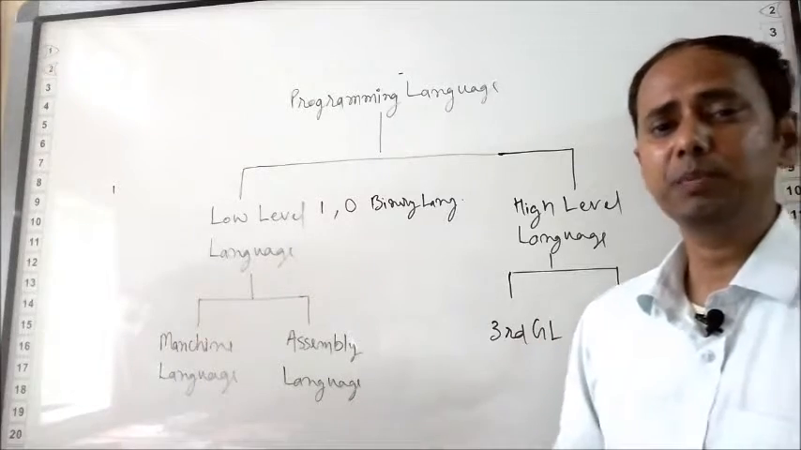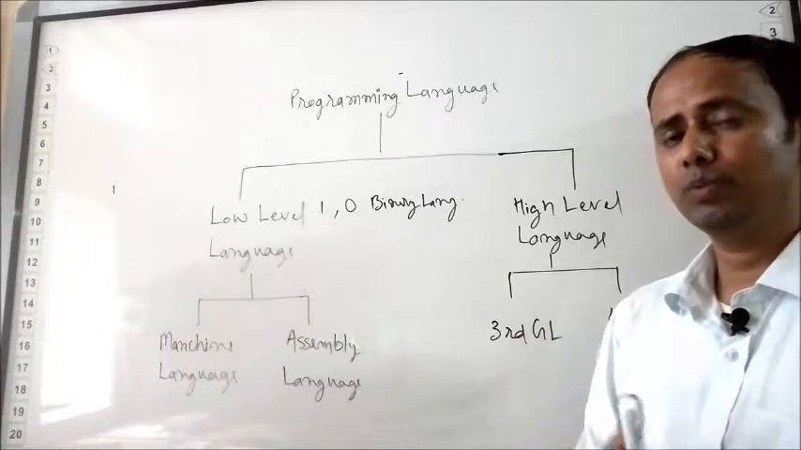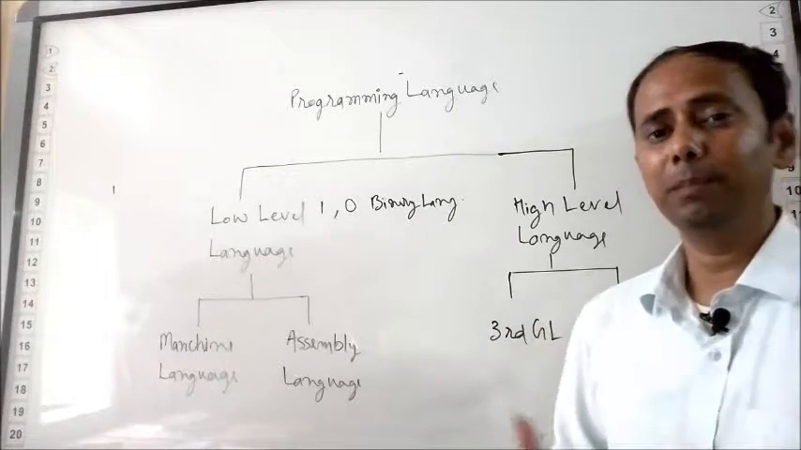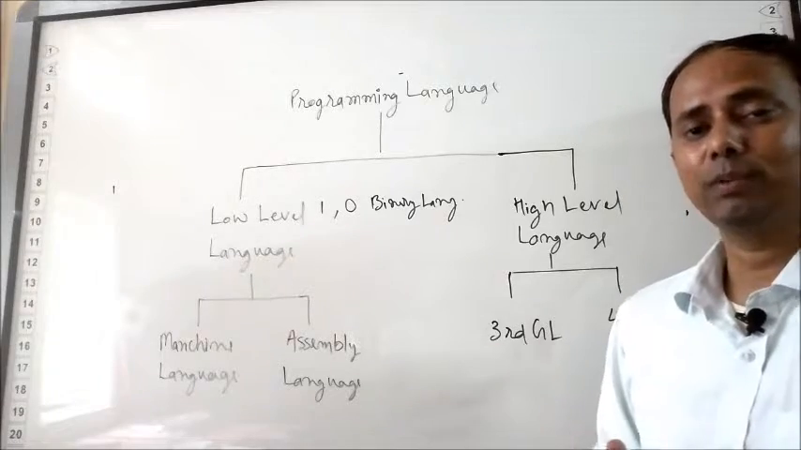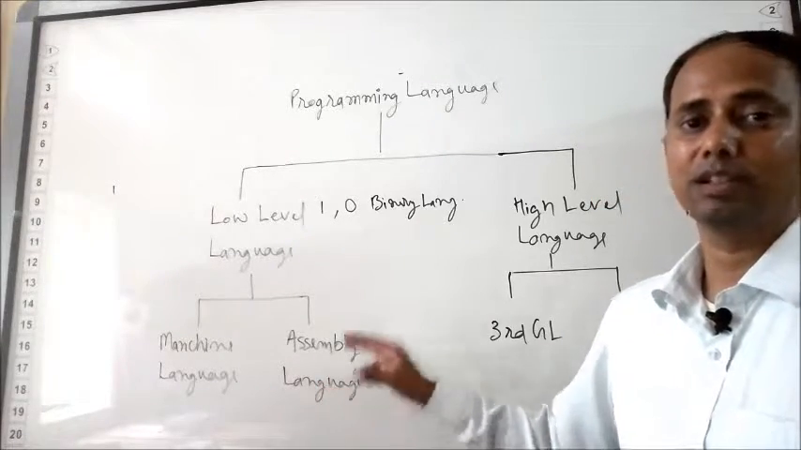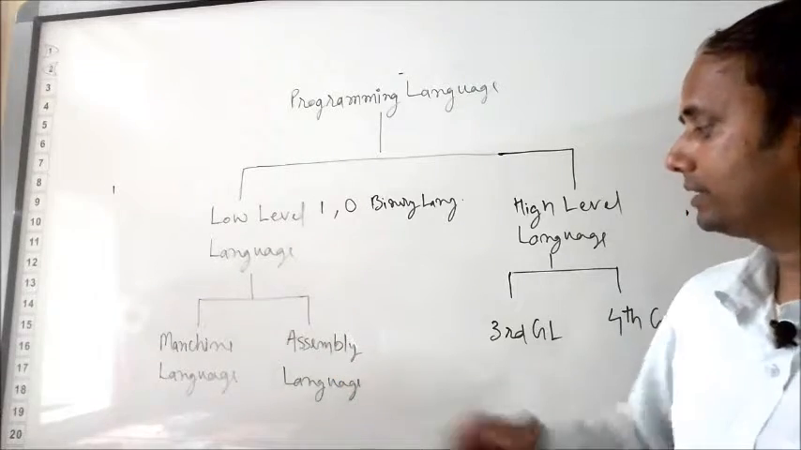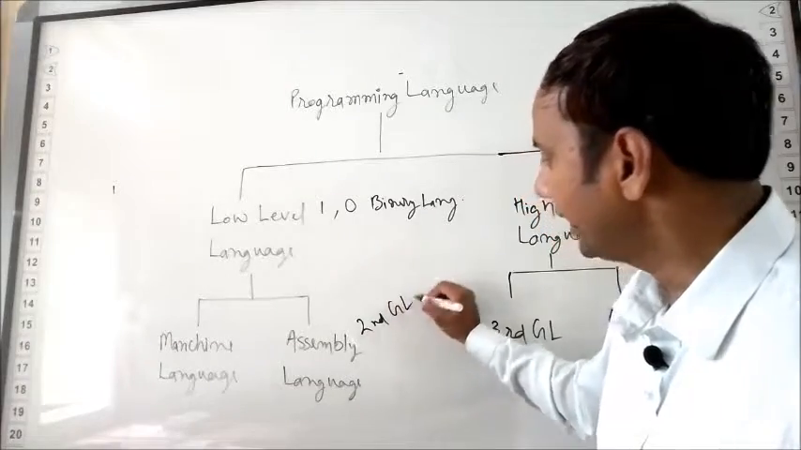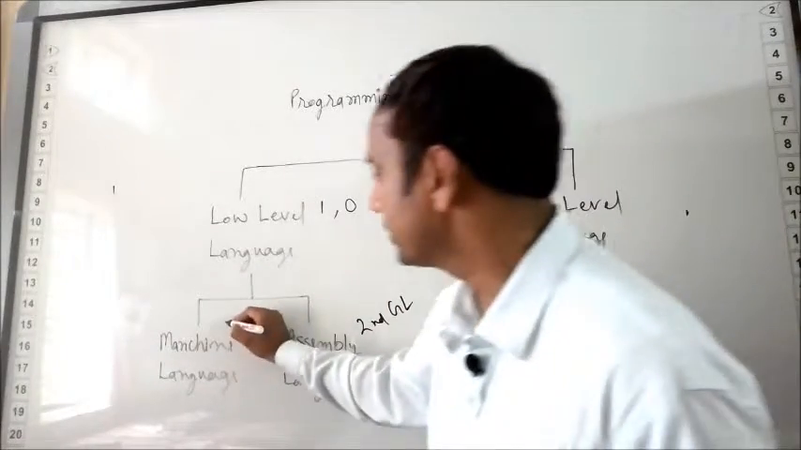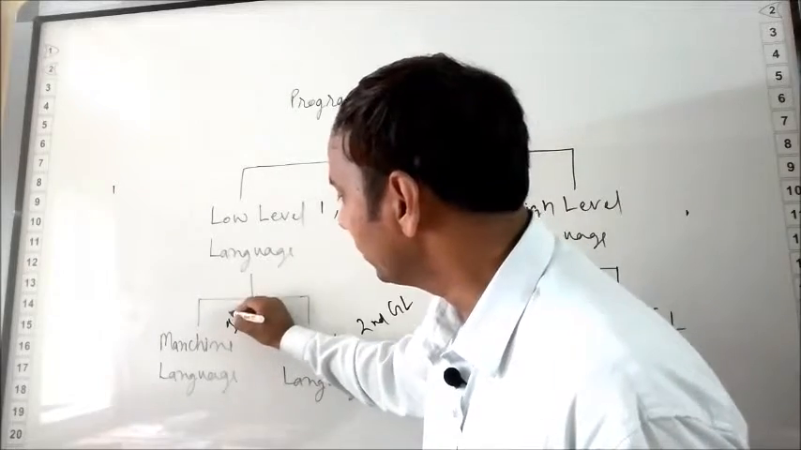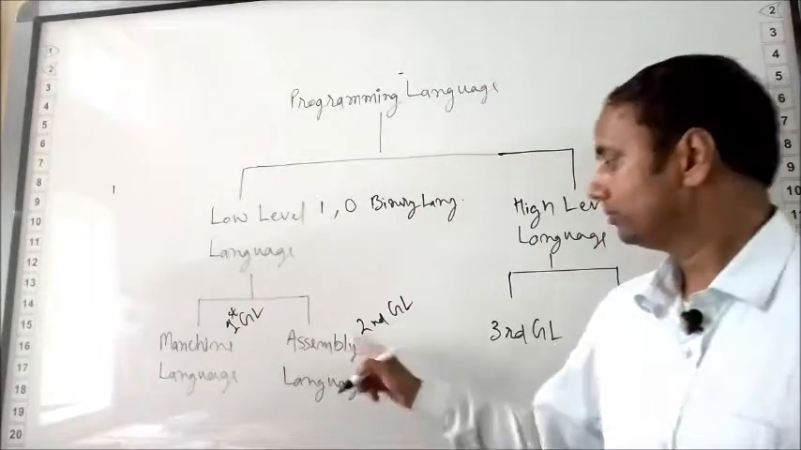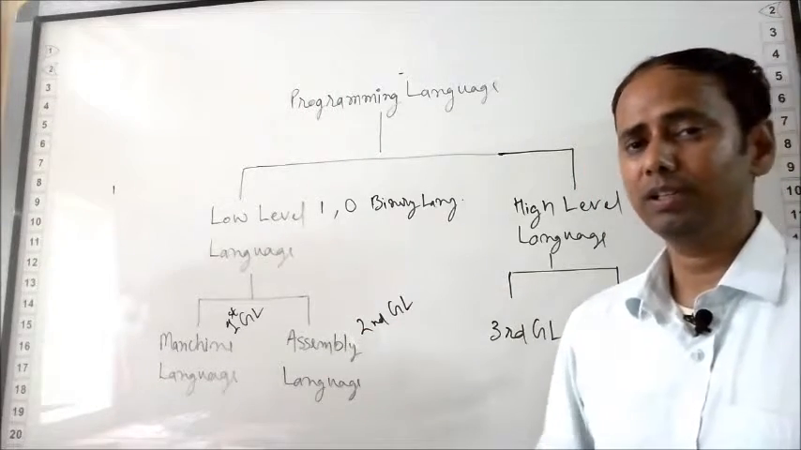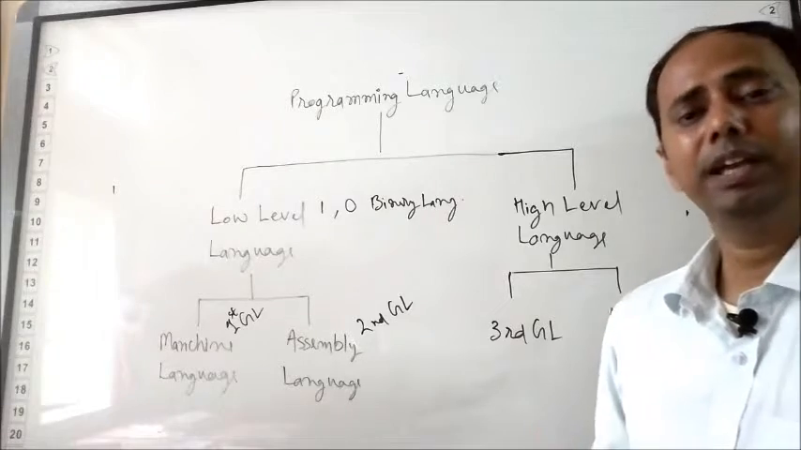So to overcome these problems, they developed a new language in which they started using some English words and numbers and some symbols, and that language was called assembly language. So it was the second language. That's why it is called second generation language. So machine language is first generation language. It was a little easier than machine language because in this language it started using some English words.